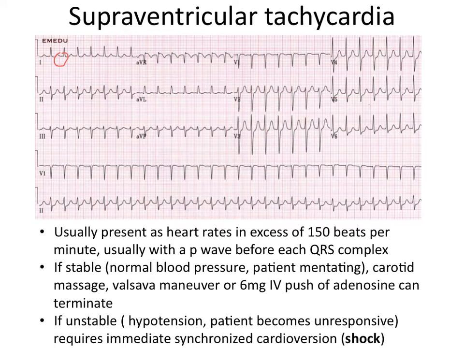As discussed previously, the rate is usually in excess of 150 beats per minute, and the complexes are narrow, as seen here. This confirms the diagnosis that the patient does indeed have a supraventricular tachycardia.